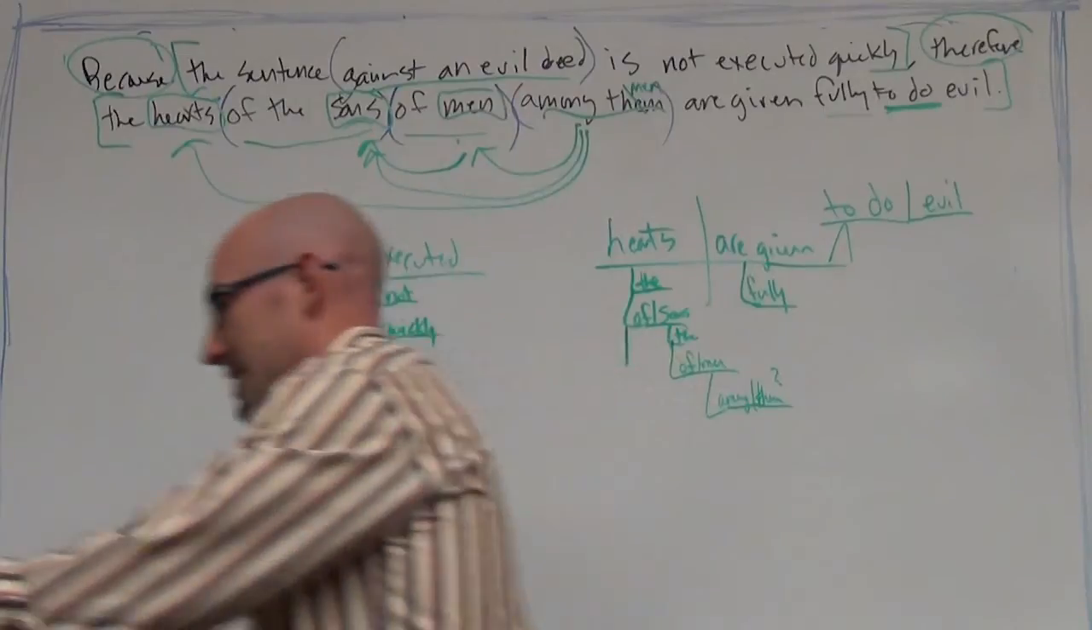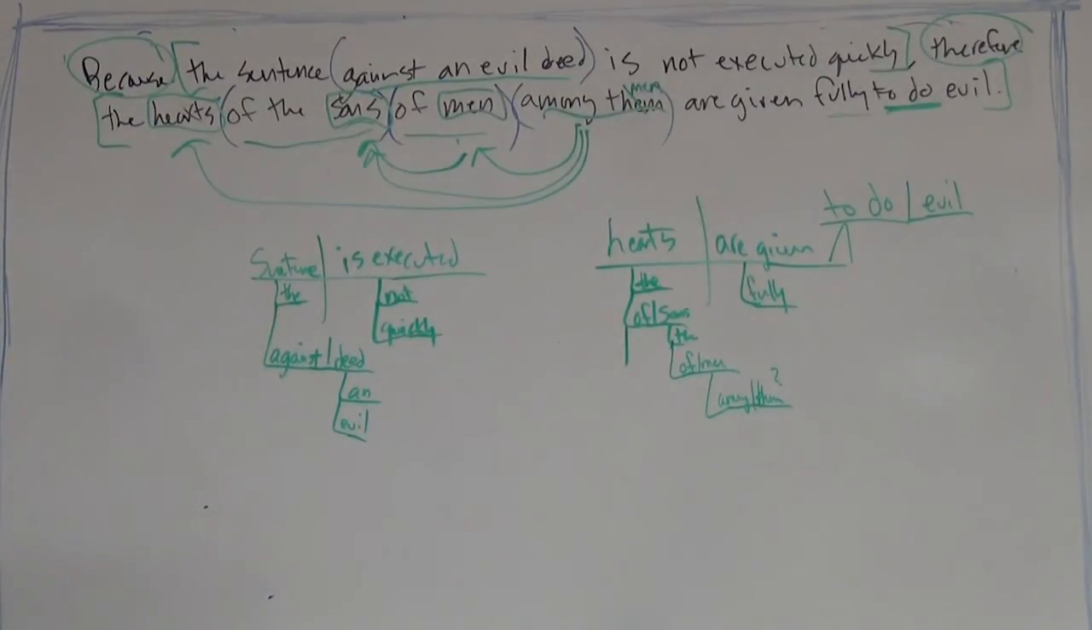What did you want to know? Yeah, is there anything in the near context which is going to tip us off to who the "them" are? Maybe the wicked. Okay? So then I have seen the wicked buried, those who used to go in and out from the holy place, and they were soon forgotten in the city where they did thus. This too is futility. Because the sentence against an evil deed is not executed quickly. Therefore the hearts of the sons of men among them, among the wicked, are given fully to do evil. So maybe it's sons among the wicked.